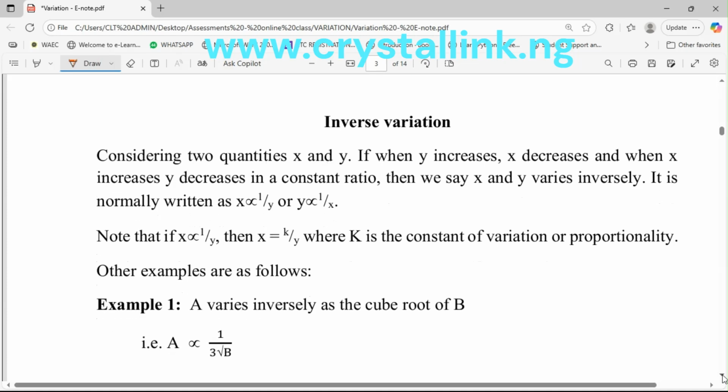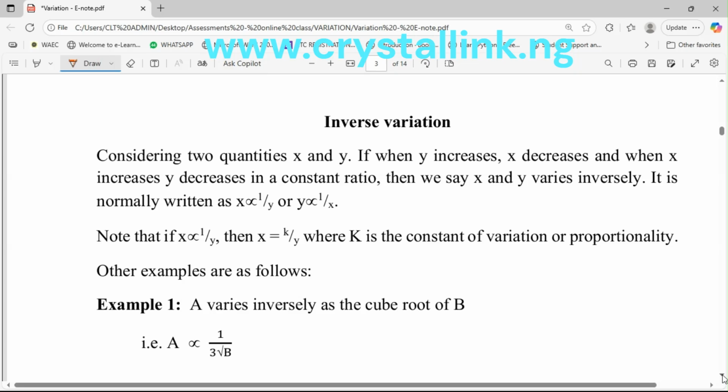Okay, we'll go straight to the second type of variation, which is inverse variation. Inverse variation is almost like the opposite of direct variation. Remember in direct variation we said if two quantities are in direct variation, it means if there's an increase in one, there will also be an increase in the second one. And if there's a decrease in one, it also causes a decrease in the second one. That is when we talked about direct variation. Now we're looking at the second type of variation, which is called inverse variation. In this case, an increase in one will cause a decrease in the other one.